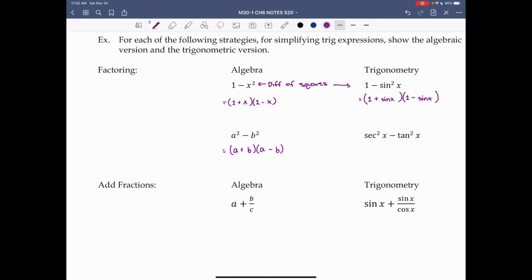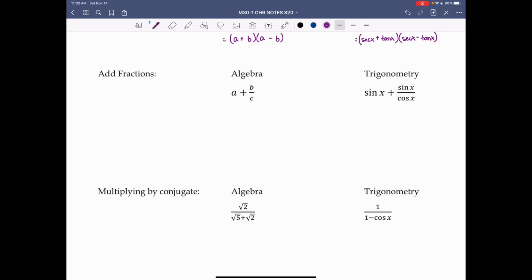The trig expression, secant squared x minus tan squared x. Same thing, also a difference of squares. Two binomials, just make them bigger because we need to fit more into them. Square root of secant squared x is secant x. Square root of tan squared x is tan x. One with a plus and one with a minus.